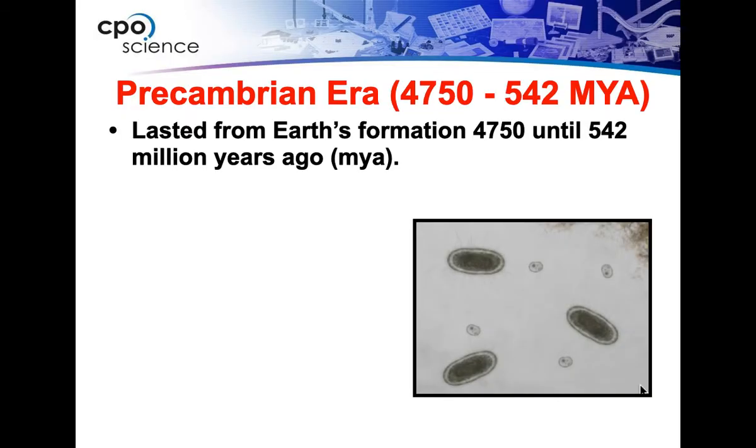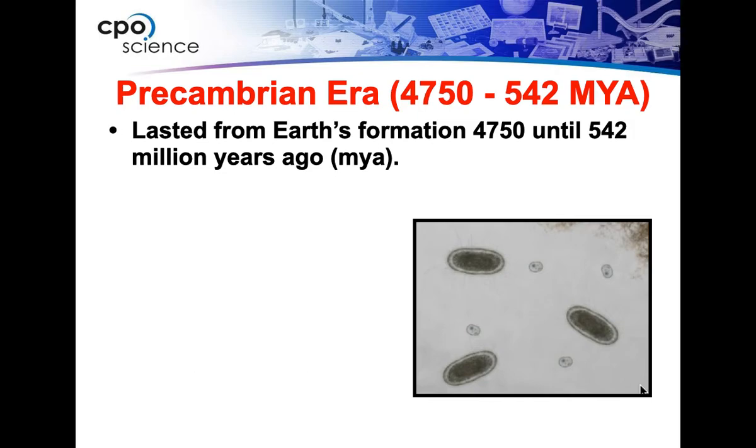Our first division of time here that we talk about is what is called the Precambrian era. The Precambrian era lasted from Earth's formation, so right when Earth first formed, until 542 million years ago. Earth, we think, is around 4.6 billion years old. Think about that, 4.6 billion years old. So when I look at this, 4.75 billion to 542 million years ago, that looks like that's most of Earth's existence here, right? Which it is.